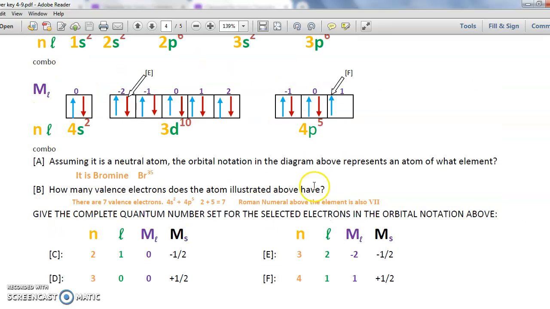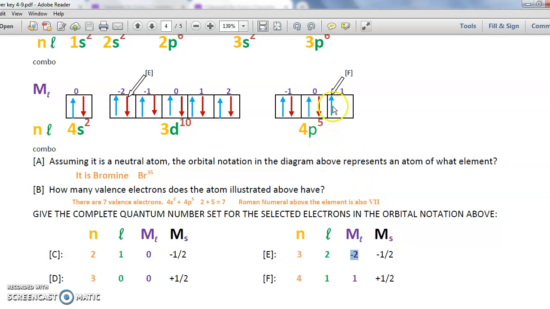What about the next one? What about this one right here? The arrow pointing down. First number is a 3. It is in the D. When I'm in the D, my second number is a 2. D is 2. S is a 0. The P is 1. D is 2. F is 3. So when you're a D, it's a 2. The box number is a minus 2. And the arrow is pointing down, so it's a minus half.